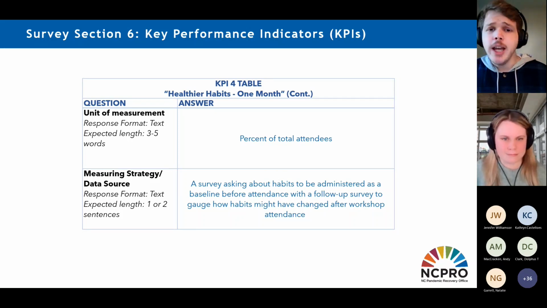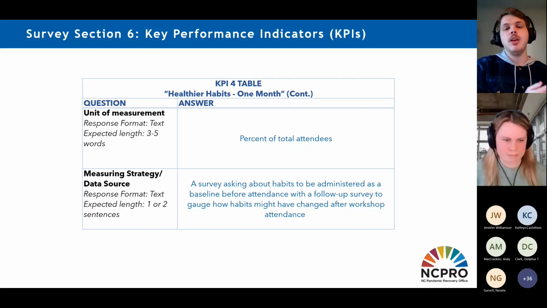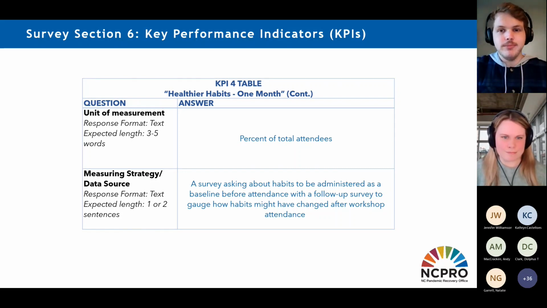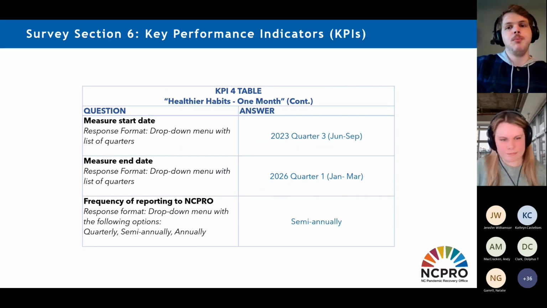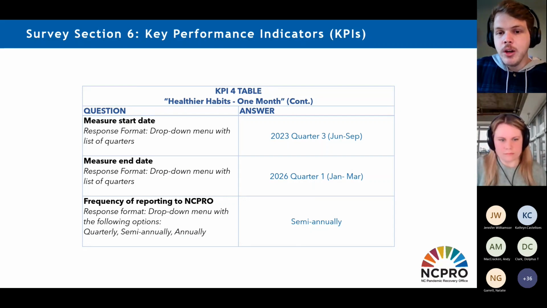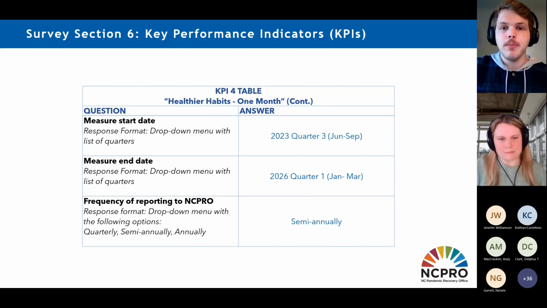So unit measurement would be a percent, and then the measurement strategy is we had some kind of follow-up survey, right? So we had information about a baseline, and after the workshops, we're collecting information about how those behaviors actually changed, and then we'd be able to compare the two and get a percent out of that. The start date might be a little bit later on after we completed some of the workshops, and because this will be measured over the course of a few years, in this case, it makes more sense for this one to be reported semi-annually.